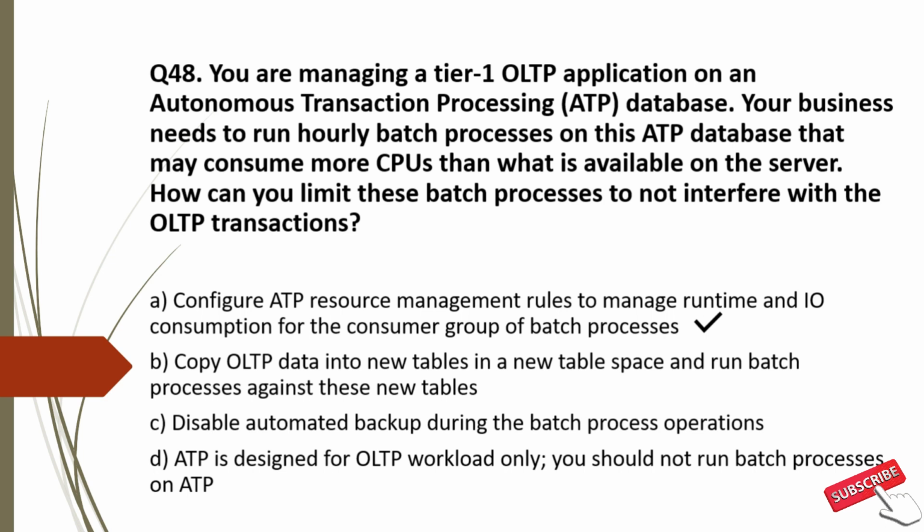Option B, copy OLTP data into new tables in a new table space and run batch processes against these new tables. No, this is not needed, so incorrect choice. Option C, disable automated backup during the batch process operations. No, you can't do that, hence incorrect. Option D, ATP is designed for OLTP workload only.